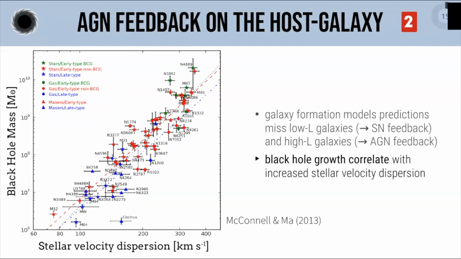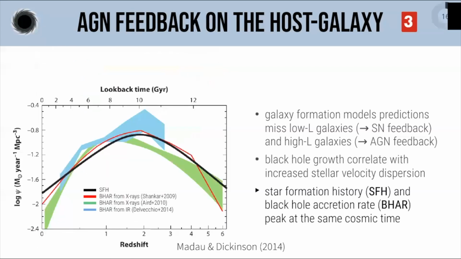Then we have the very famous black hole mass-sigma relation. This is a correlation between the stellar velocity dispersion and the supermassive black hole mass over several orders of magnitude. So this gives us clues that the black hole accretion has an effect on the surrounding galaxy. And we can also appreciate this on cosmic times.